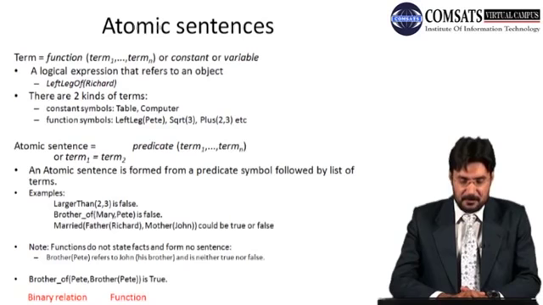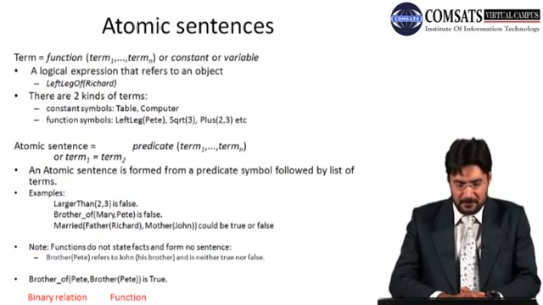So brother of Pitt refers to John. In some situations, if we are using this, then we don't know the reality. That's why we are not sure in this situation. So brother of Pitt, brother of, we also call this a function.